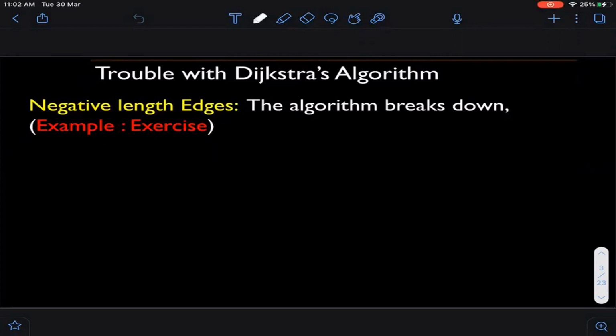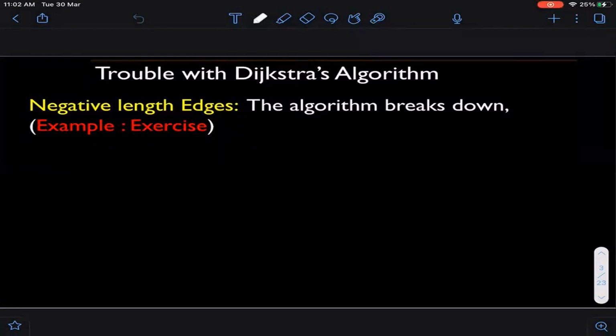I would encourage you to find an example where Dijkstra will actually give you a wrong answer. You can easily make this example even with 3 vertices, I think. So just try it out after this lecture.